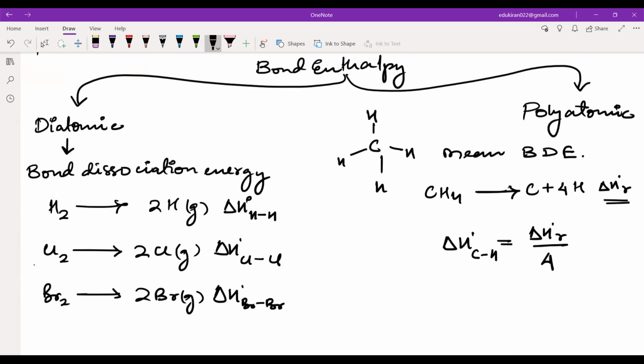Yes, sir. For diatomic molecules it is simple, just the bond dissociation energy. But for polyatomic, you take the enthalpy of the reaction and then divide by the number of bonds present, like for example in CH4, divide by 4.